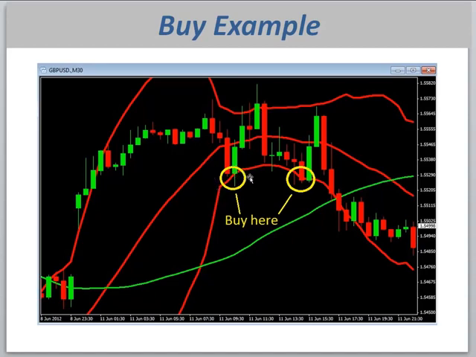So we have these two positions here. We're going to be buying when it gets oversold, but it's still above the 50-period moving average. So we're trading the trend. The trend is moving higher, and we're buying on that trend when our Bollinger Bands tell us that it's oversold.